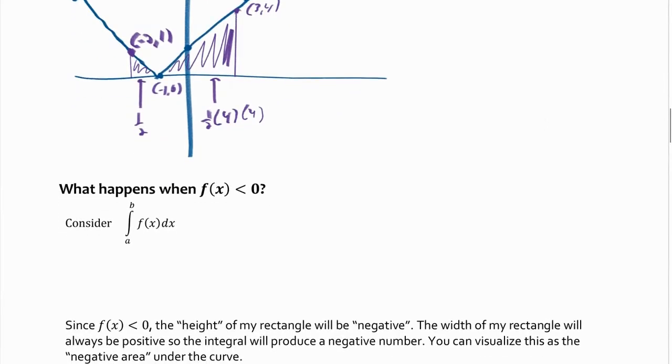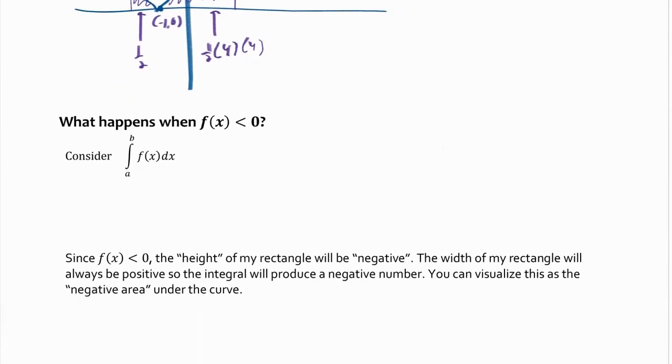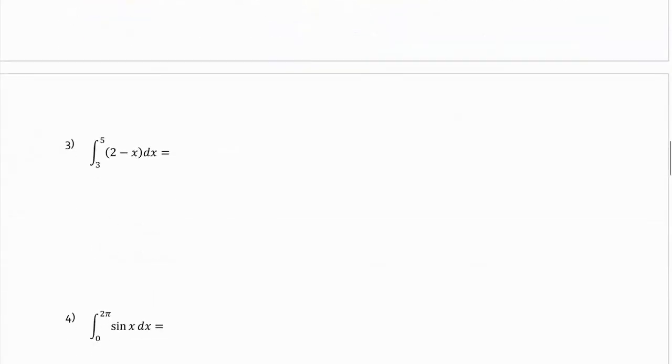Now, what happens when the graph dips below the axis? Well, let's consider this integral. And since f of x is less than 0, the height of your rectangle will actually be negative. This is going to occur when we have a function that looks like, let's just kind of do a little one, this. And so you have what we consider to be positive area here, and this is sort of like negative area there. That's the negative area. And if I do an integral from here to here, my positive and negative area could potentially cancel each other out. Let's look at this as an example on this next one.